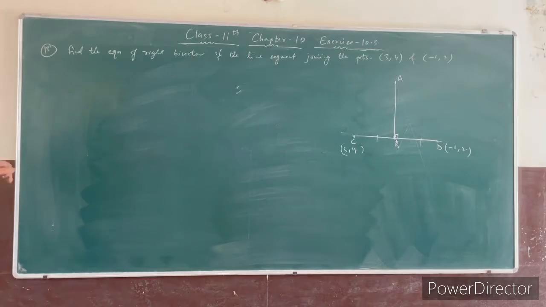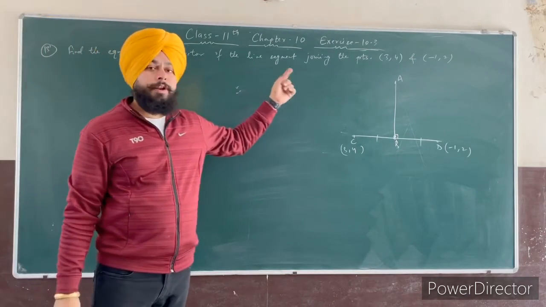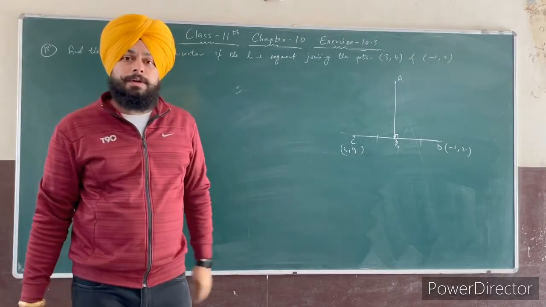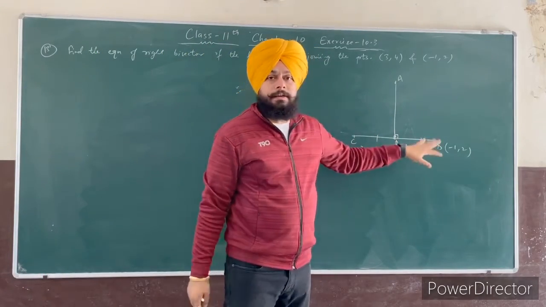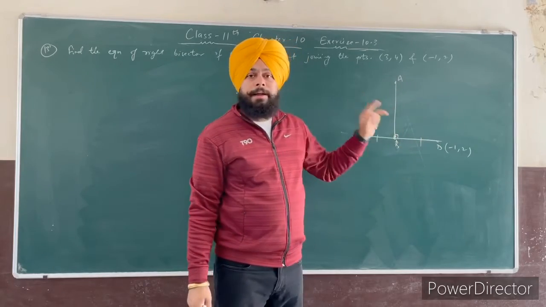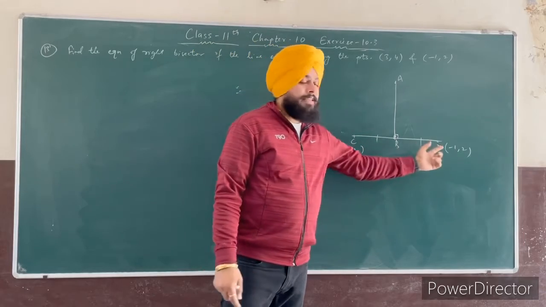Next, this is your question number 13. Find the equation of the right bisector of the line segment joining the points (3, 4) and (-1, 2). So you can see here this is line AB and this is CD. AB is the perpendicular bisector. Right means perpendicular. Perpendicular bisector of line segment CD.